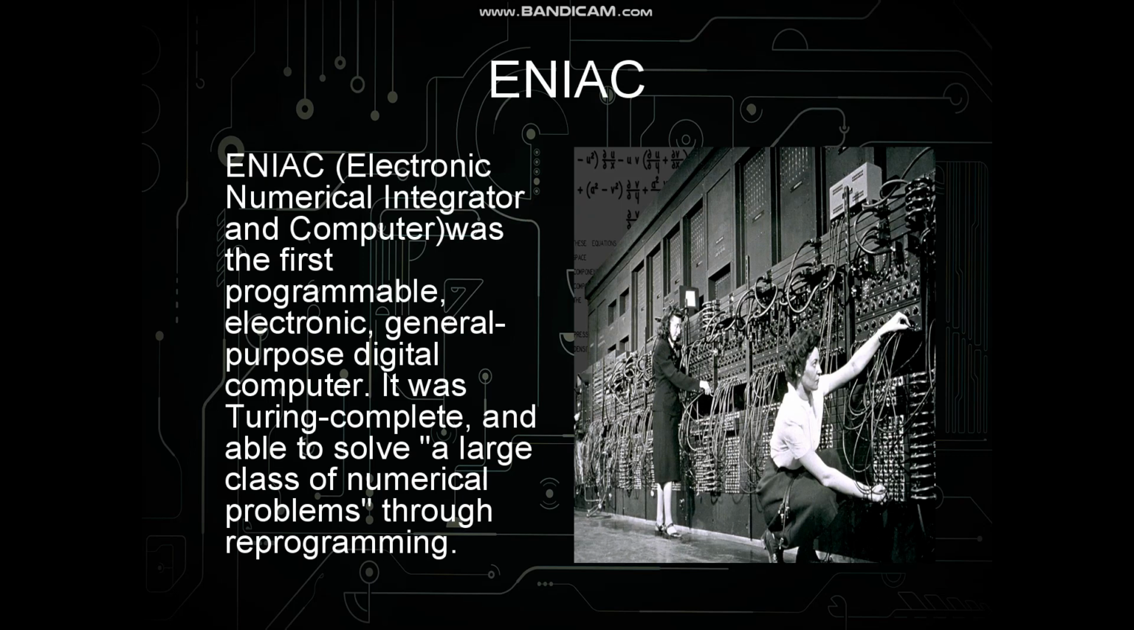So we have the ENIAC. ENIAC, or the Electronic Numerical Integrator and Computer, was the first programmable electronic general-purpose digital computer. It was Turing-complete and able to solve a large class of numerical problems through reprogramming.